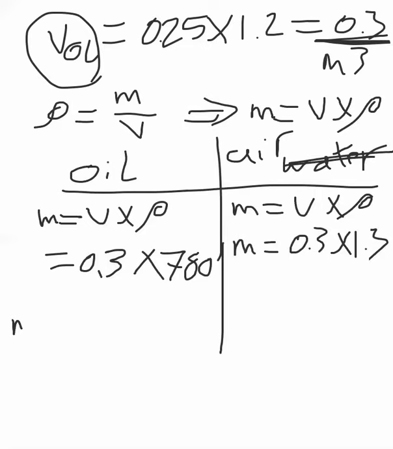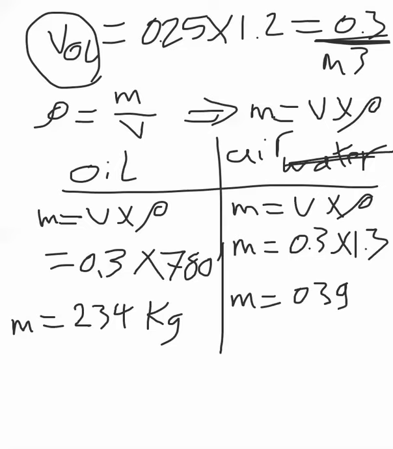The mass here will equal, for the oil, 0.3 times 780. This will be 234 kilogram for the oil. For the air, it will be 0.3 times 1.3, which is equal to 0.39 kilogram. So the air is 0.39 and the oil is 234.